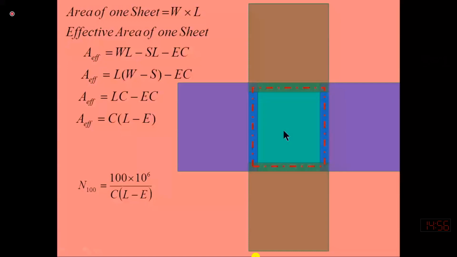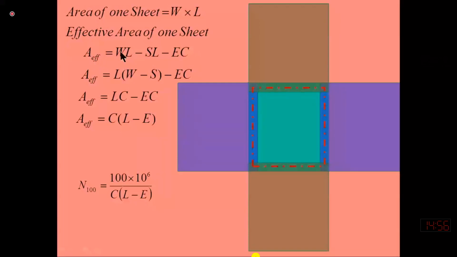For example, I am computing the effective area provided by one sheet, which is equal to width into length. So the area of one complete sheet is equal to width multiplied by length. If we have a sheet whose width is W and length is L, that is the total area of one sheet. But the actual area covered by one sheet is the area between the boundary shown by the dash line.